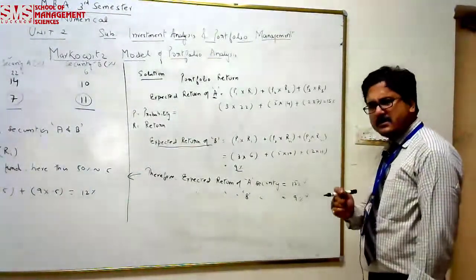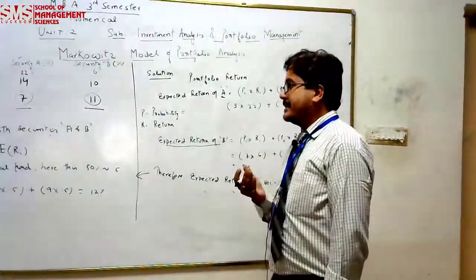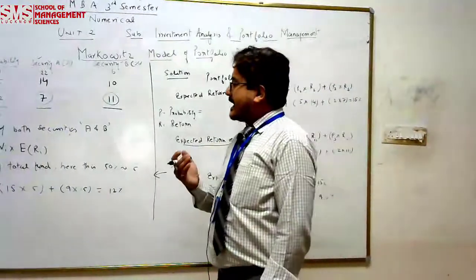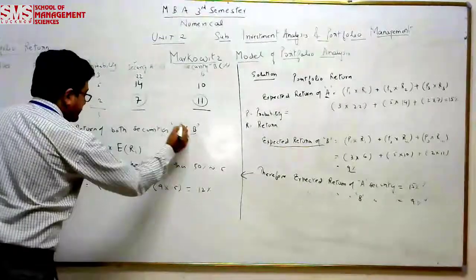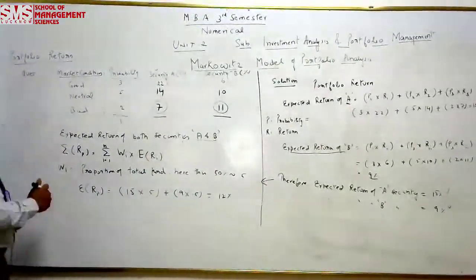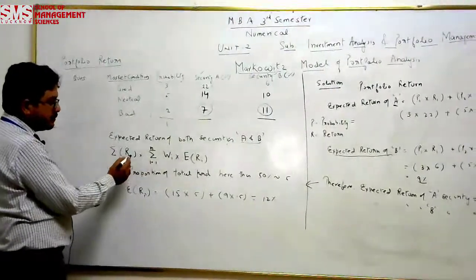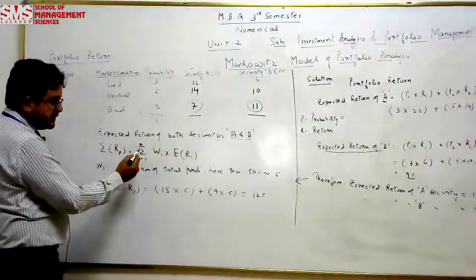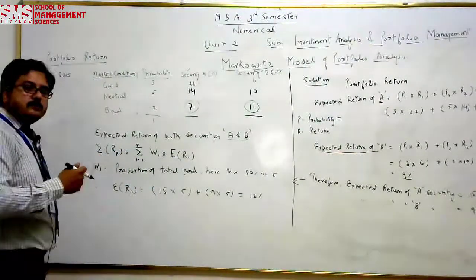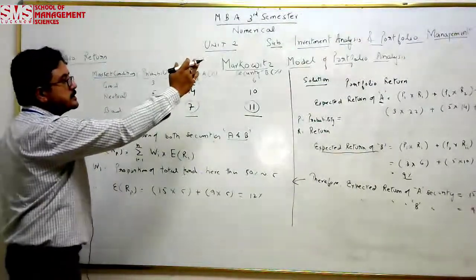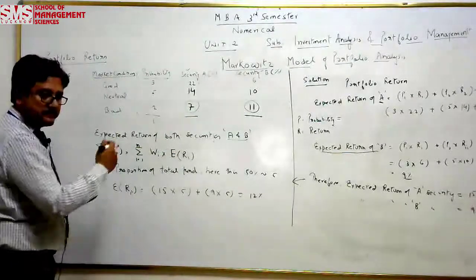But here we are calculating the portfolio of A and B. So this time, we are going to calculate the portfolio of A and B with the help of this formula. This is sigma R P for portfolio, the summation from i equals 1 to n. You can calculate for various securities, not only 2; it can be security C, security D, security E and so on. If you have 10 securities, you can also do the same thing.